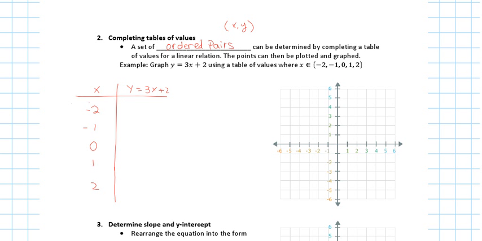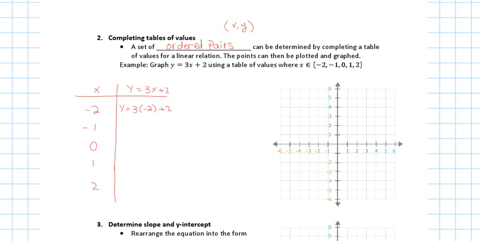So I'm going to take the negative 2 and replace x with it. So that's going to be y equals 3 times negative 2 plus 2. You see what happened? Do you understand where I got the x values from? They gave me that x should be negative 2, negative 1, 0, 1, and 2. So they gave me these x values. Now what I'm doing is I'm trying to find the y value.